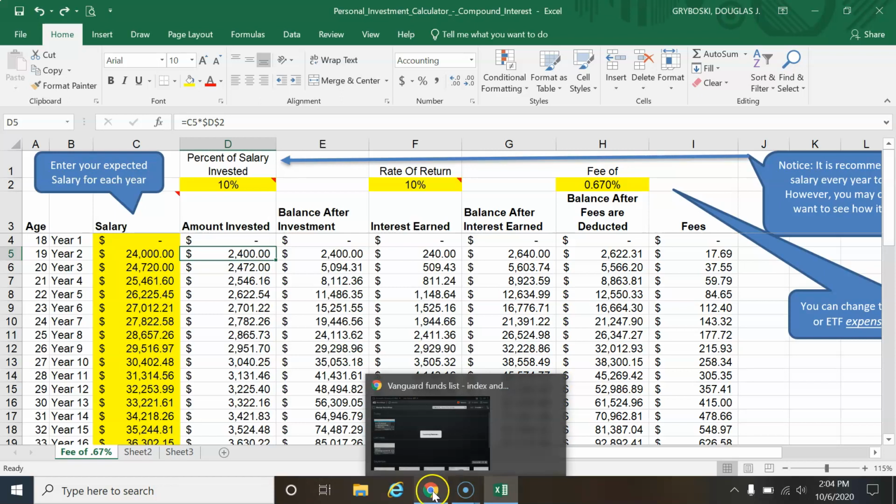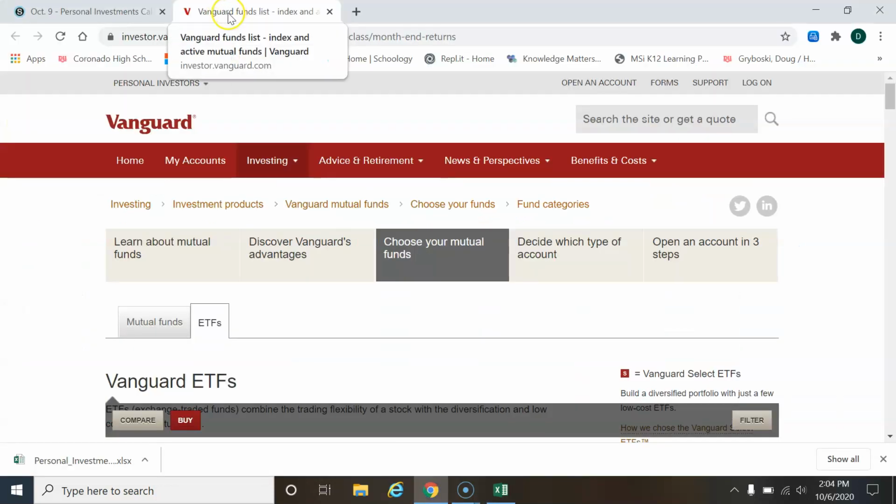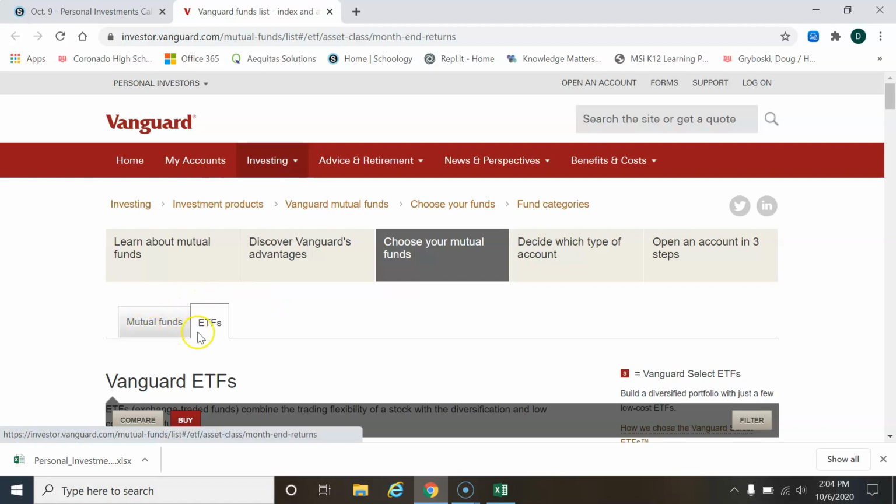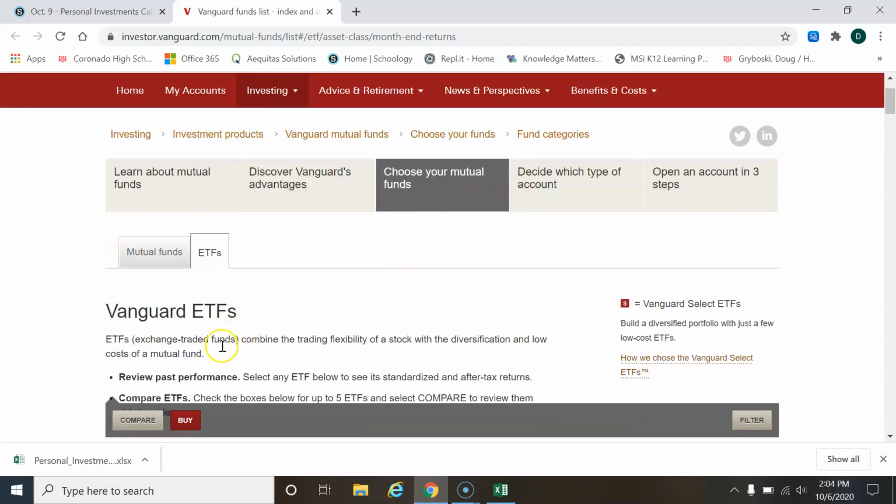And so my answer is, you're going to buy baskets of stocks. And we call those either mutual funds or ETFs, exchange traded funds. Right here, exchange traded funds. They combine the trading flexibility of a stock with the diversification and low cost of a mutual fund. So really the only difference is, when you place an order for a mutual fund, it trades at the very end of the day. It doesn't trade when you place the order. ETFs act more like a stock.